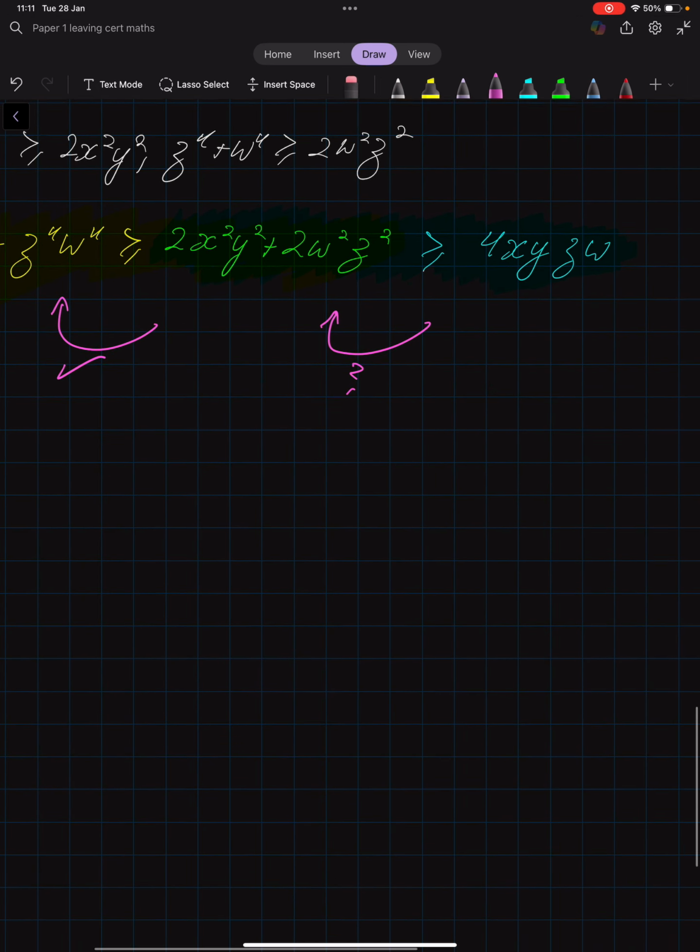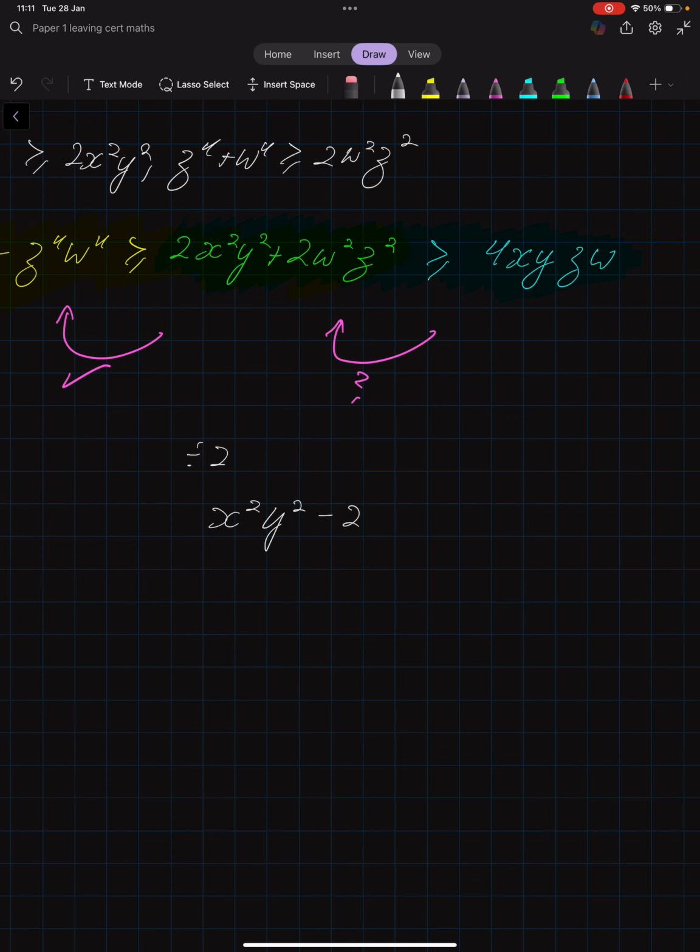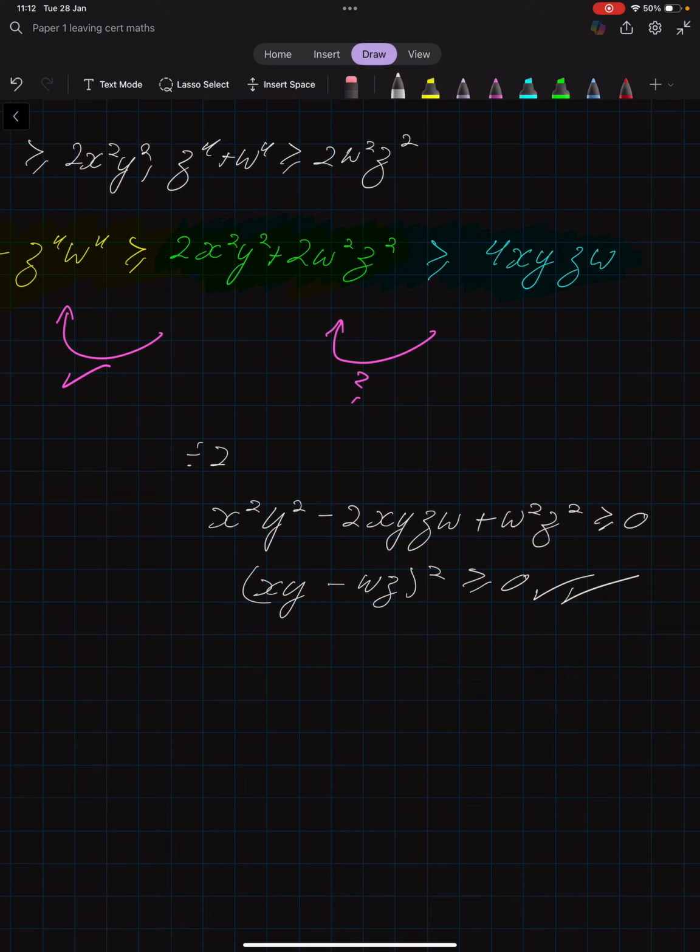So that's the thing now that I want to show. And this is simply, I can divide by 2 and get x squared y squared minus 2xyzw plus w squared z squared is greater than or equal to 0. And this gives me xy minus wz, squared, is greater than or equal to 0. So yeah, that's that proved.